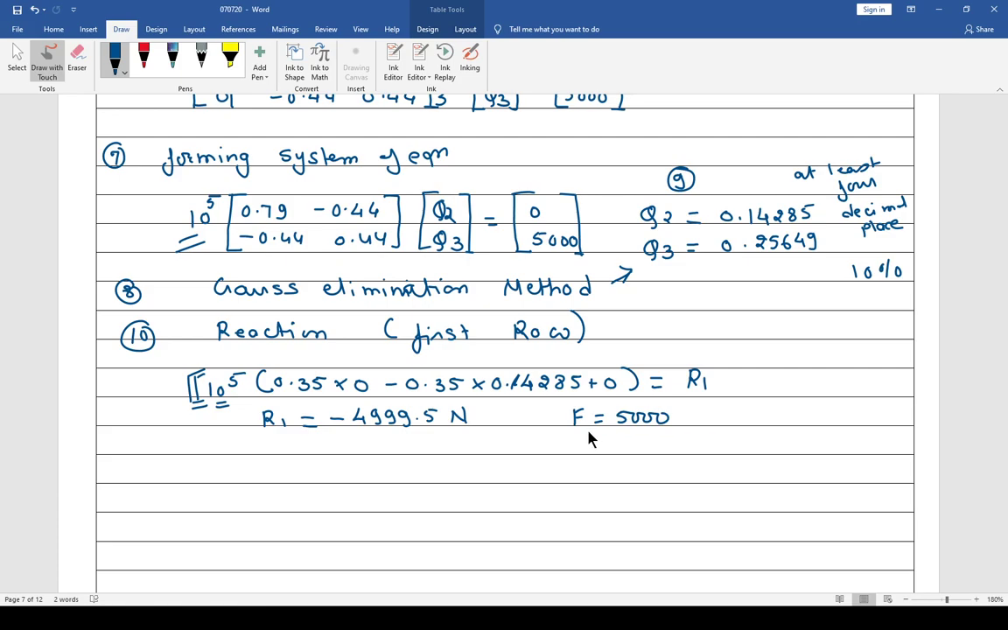So if I apply 5000 Newton, I get the reaction of negative 5000. That is my objective. If I am not getting it, that means I made a mistake somewhere, and I can do the correction there and come back and verify that my reaction is coming the same or not. That's the check. So this is how we do the check. So just let me know whether you understood this or not quickly.